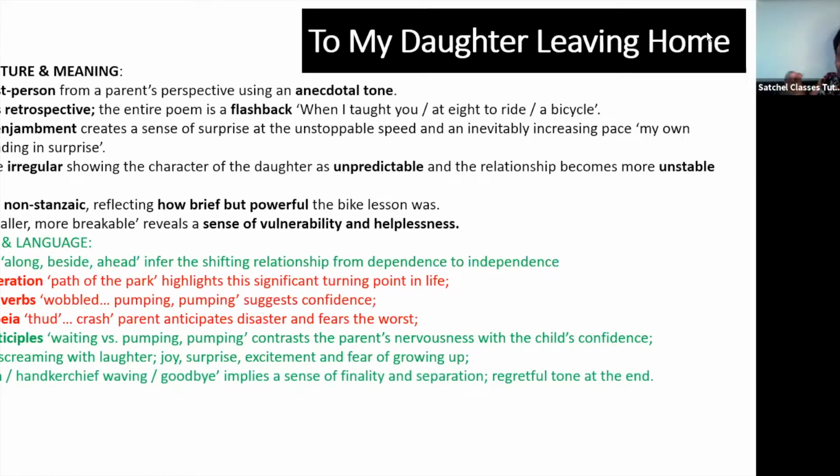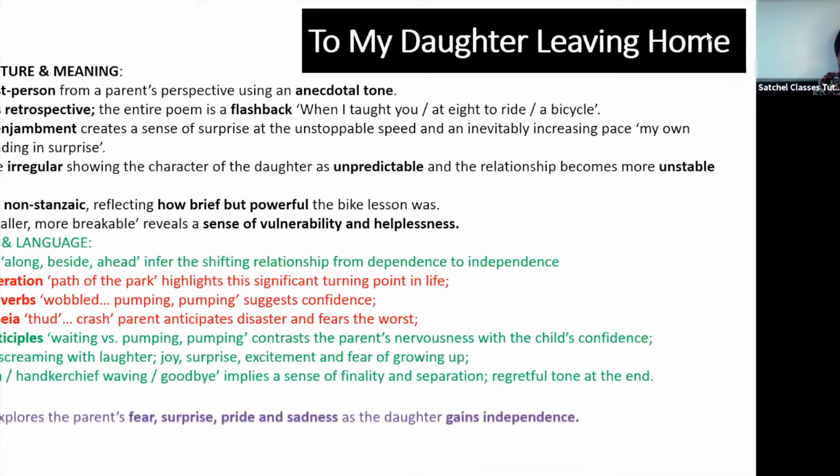You can see how short the lines are. So those slashes are showing that this is a new line. "Like a handkerchief waving goodbye." Two words on each line until you get the final one-word line. There's that sense of finality, that sense of separation. And it ends with a tone of regret that the parent can't keep up and the child has forged her own destiny on the bike and in life generally.